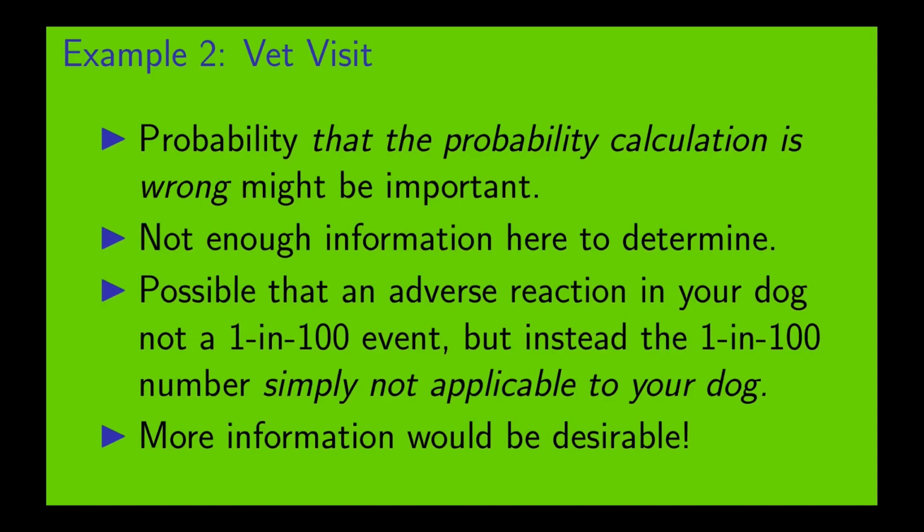Here, the probability that the probability calculation is wrong may be important. We don't have enough information to tell in this case, but it's possible that an adverse reaction in your dog would not be a 1 in 100 event, but instead that the 1 in 100 number is simply not applicable to your dog. So more information would be desirable in this situation.